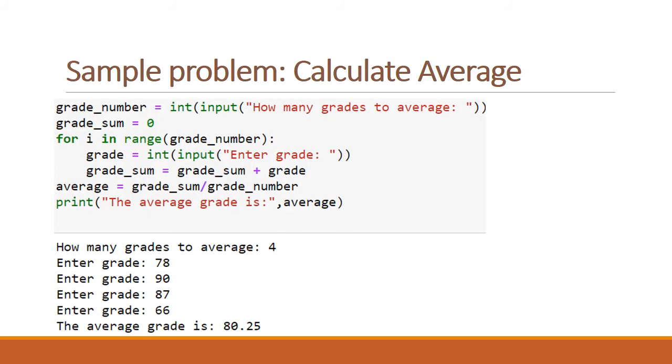So here's a completed example of our program to calculate the average of a group of grades, where we ask the user to enter ahead of time the number of grades to be averaged. So for each grade, we get the grade from the user and we add it to the grade sum, and then we're able to calculate the average and output it to the user.